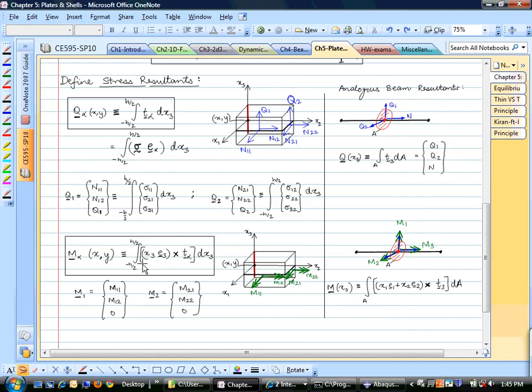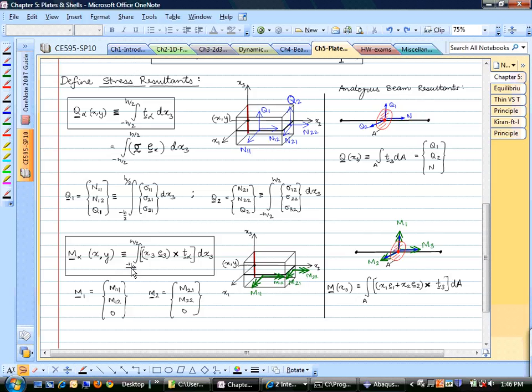So once again, what we do here to calculate the bending moment is that we integrate the moment of this traction across the centroidal face. So what this is doing is, just like the bending moment is a function of x along the length of the beam, this bending moment for the plate is a function of x and y. This is a location within the plate.